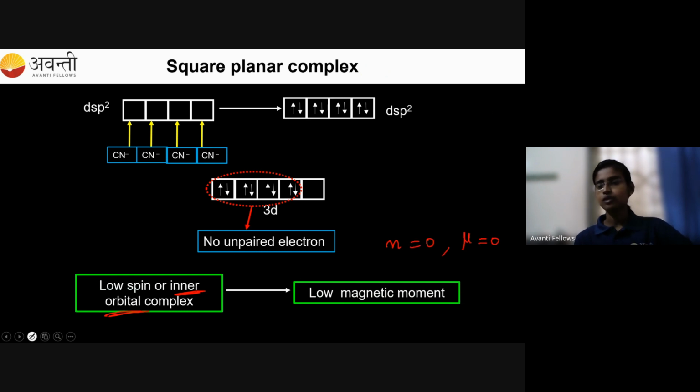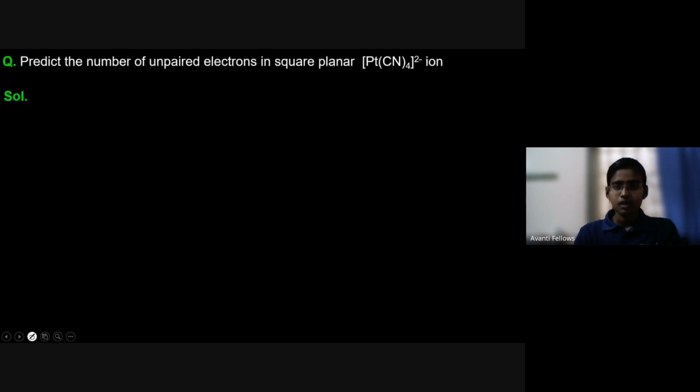As the mu value is going to be 0. Clear? Clear for all? So with this, we are going to predict the number of unpaired electrons in square planar platinum cyanide complex. To find out the number of unpaired electrons present in the given complex, you need to first calculate the oxidation state of the central metal atom. Platinum belongs to the nickel group: nickel, palladium, platinum, right? So the same configuration will be there for platinum also.